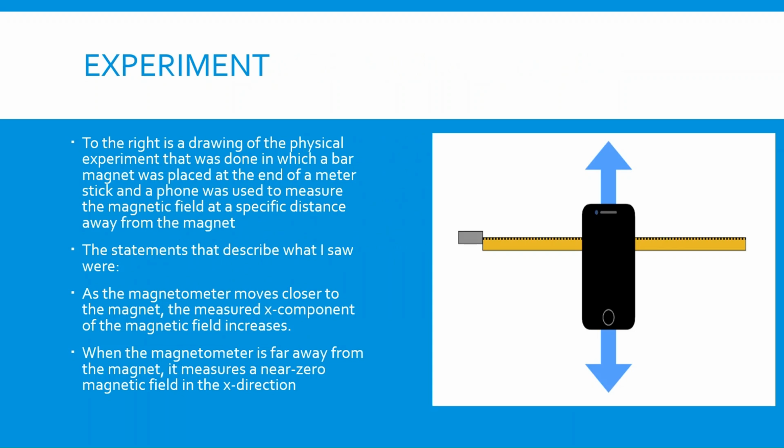Experiment. To the right is a drawing of the physical experiment that was done in which a bar magnet was placed at the end of a meter stick and a phone was used to measure the magnetic field at specific distances away from the magnet. The statements that describe what I saw were: as the magnetometer moves closer to the magnet, the measured x component of the magnetic field increases. When the magnetometer is far away from the magnet, it measures a near zero magnetic field in the x direction.